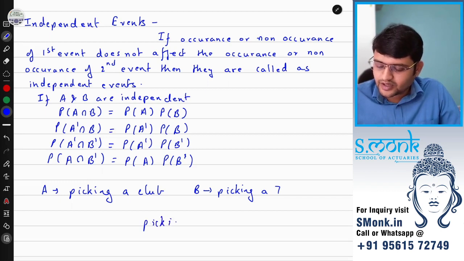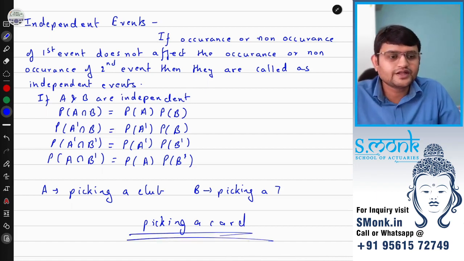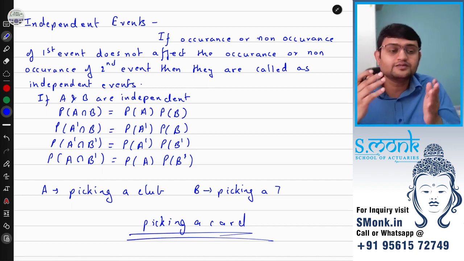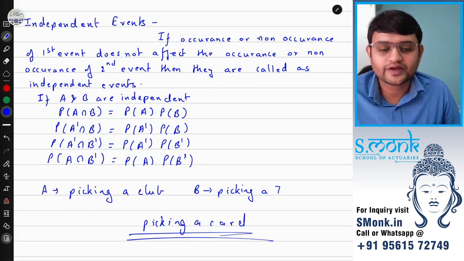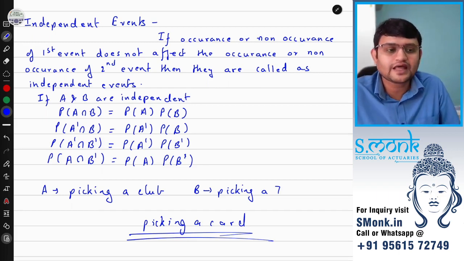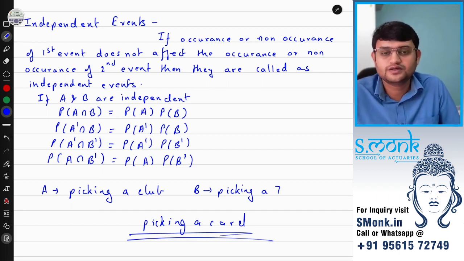picking a card. The one event is that we are picking a card, one card. And they are nothing but the outcomes of that event. Picking a club and picking a 7 are nothing but outcomes of picking one card.